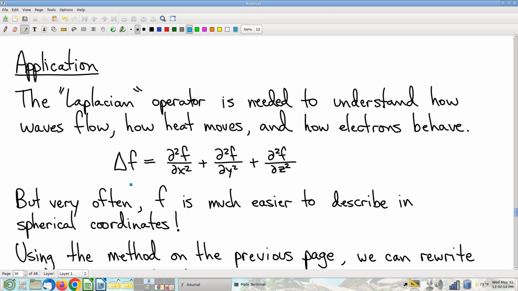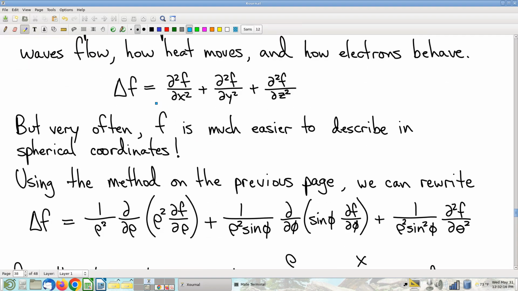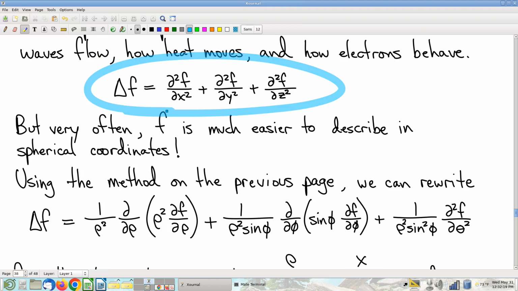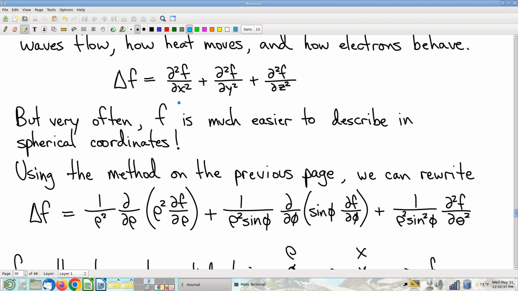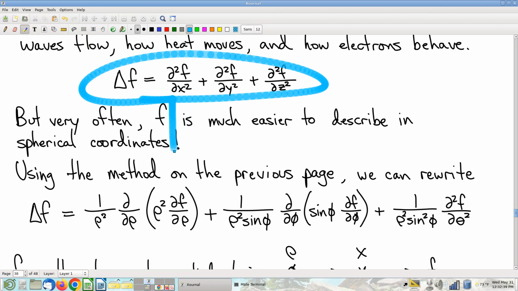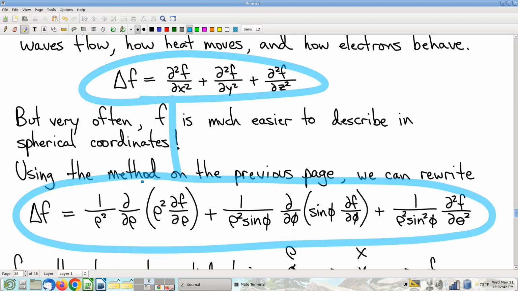Okay, so I claim that you can rewrite the Laplacian that I have here, and I'm going to say in rectangular coordinates, in the sense that these are all partials with respect to rectangular coordinates. It's sort of assuming that the function that we're interested in here is written in terms of rectangular coordinates. Arguably, though, it might be, in some cases, easier to understand in what we'll call spherical coordinates. And this is what I claim down here. This is what the Laplacian looks like in spherical coordinates.